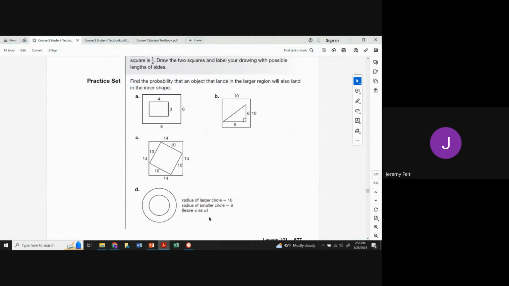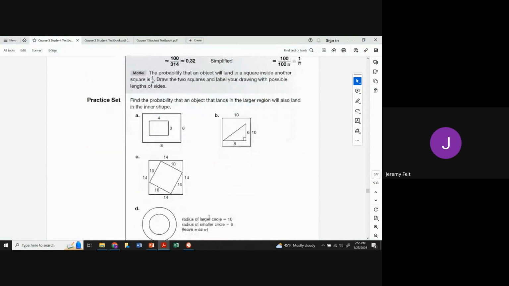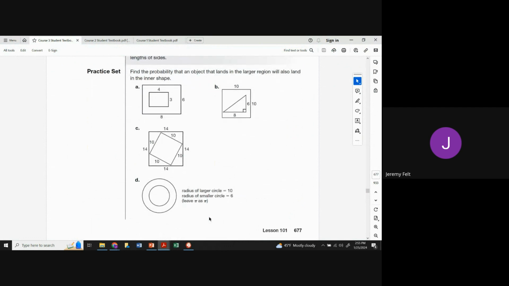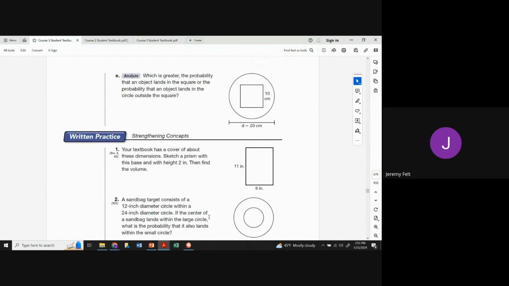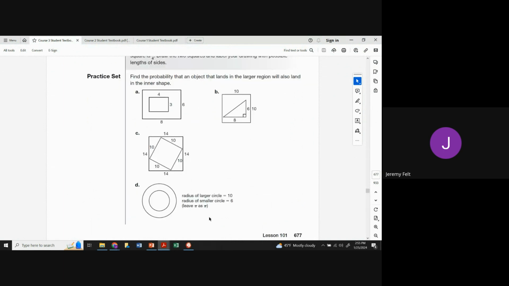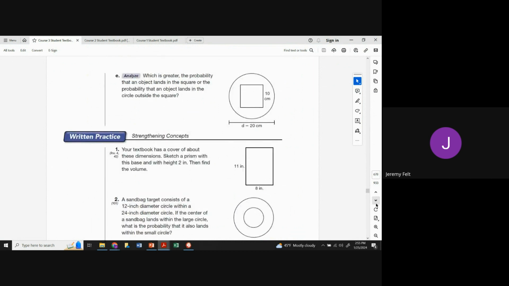All right. So the practice set we'll go over together in class and look at those different shapes. Again, the smaller region over the larger region. That's geometric probability. So be working with areas. We've done that since the beginning of the year. You guys should be solid on that. And then probability we know is going to be between 0 and 1.